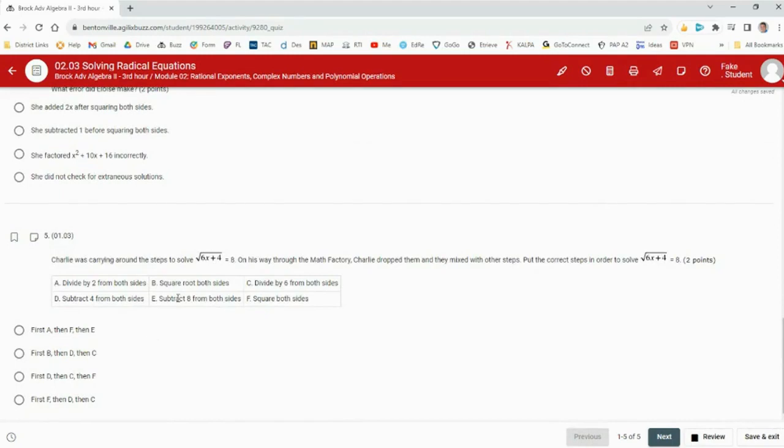And then the last one, he's trying to solve the square root of 6x plus 4 equals 8. And on the way to the math factory, Charlie dropped the steps. He had the steps to solve that. And so you need to put them in order. What's the correct order that he should do? Should he do first, divide 2 from both sides, and then square both sides, and then subtract 8? Or, and here's your choices. So 3 of these are the correct steps. Put them in the correct order.